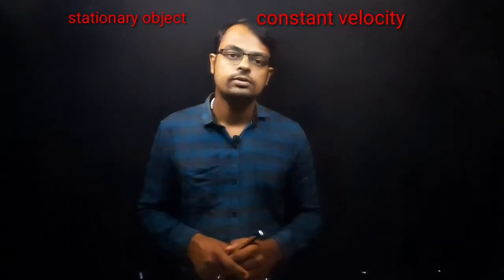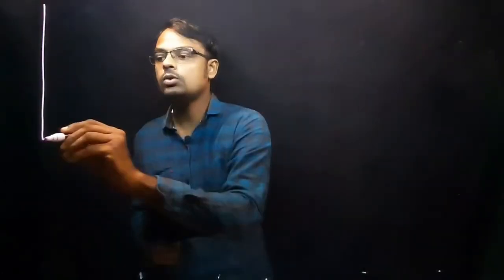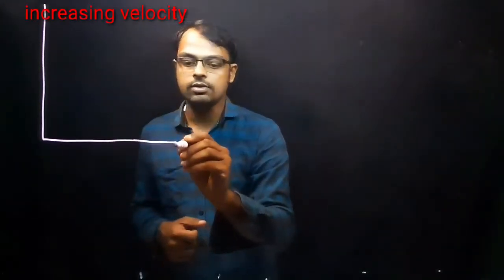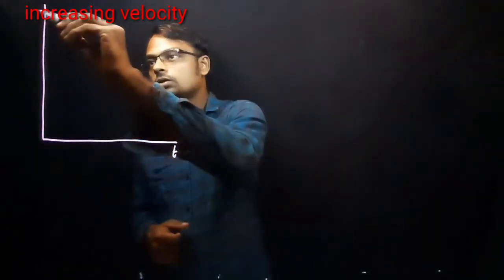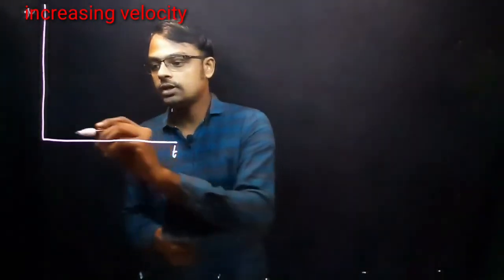Now let's discuss a body which is accelerating. A body is accelerating. That means the velocity is increasing. As we already discussed, for a position time graph or a displacement time graph, the slope is velocity. So in this example, the body is accelerating, or the velocity is increasing. So how to represent the displacement time graph? Along the x-axis is the time and along the y-axis it is the position, or here we have taken the displacement. So the graph is like this.